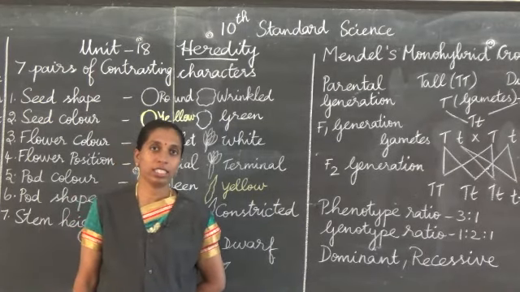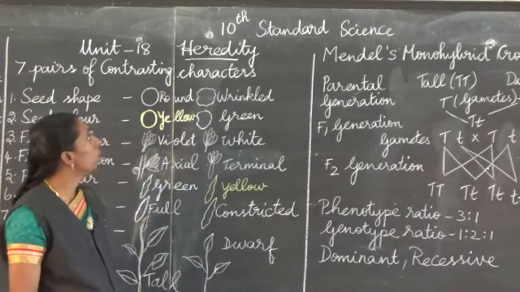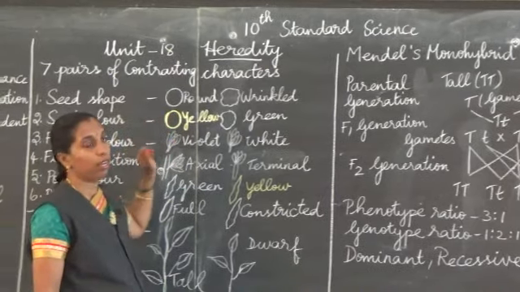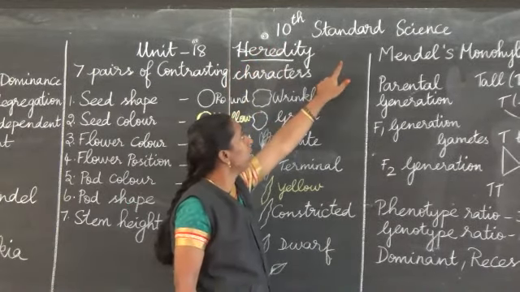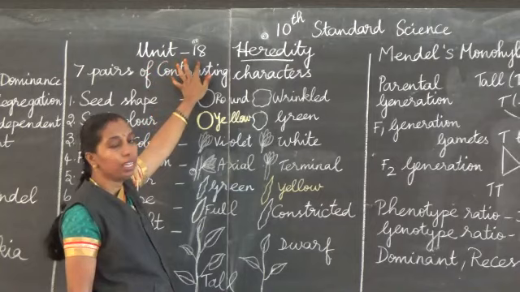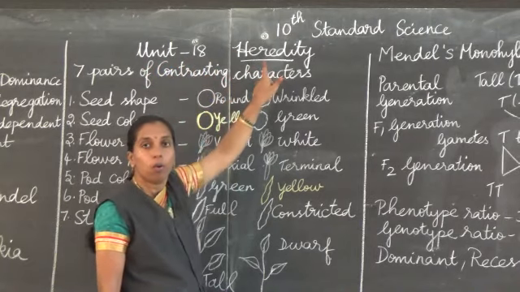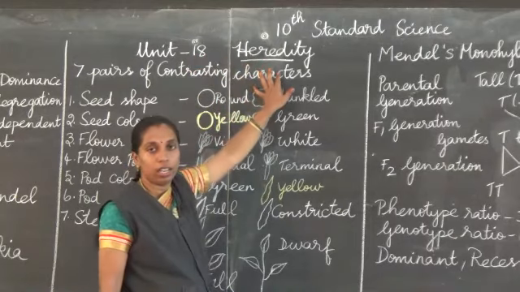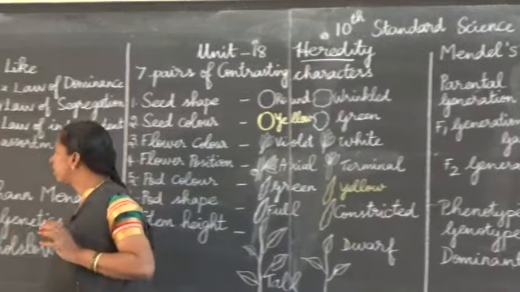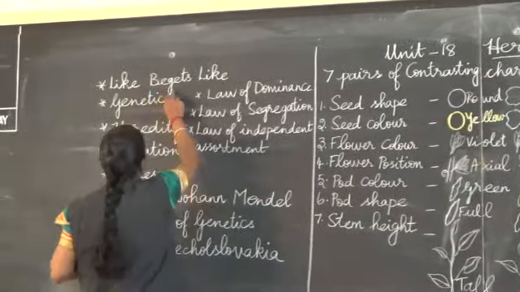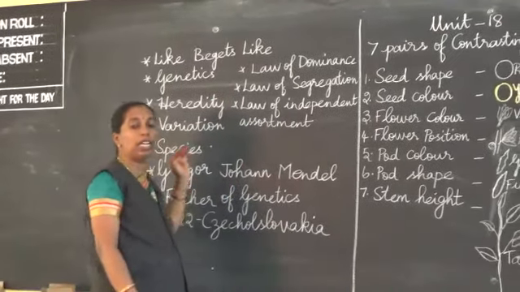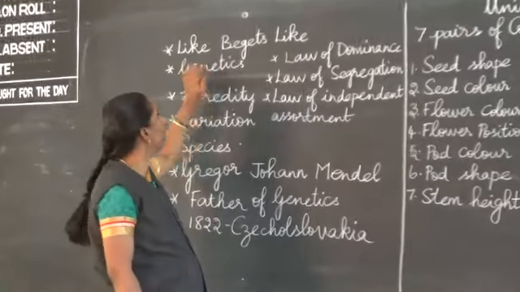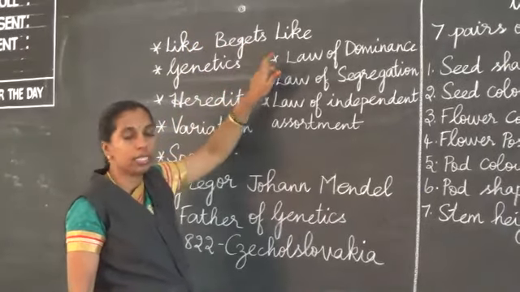Good morning, students. Today we are going to learn a new lesson in 10th standard science, unit number 18, heredity. What is the name of the lesson? Unit 18, heredity. That is a phrase, like begets like. The lesson starts like this, like begets like.